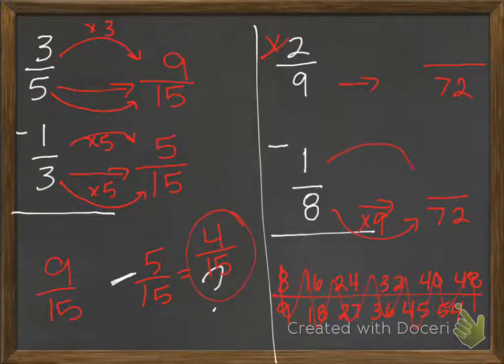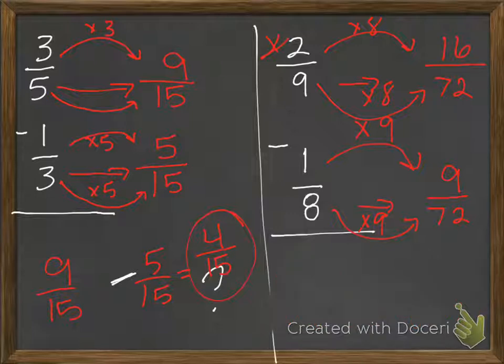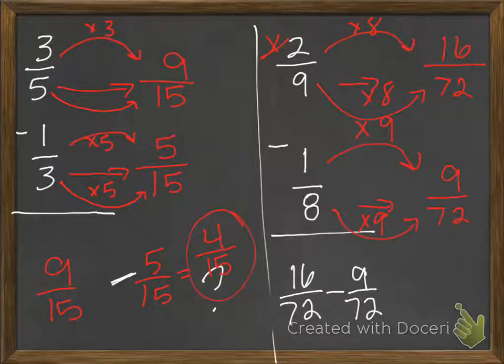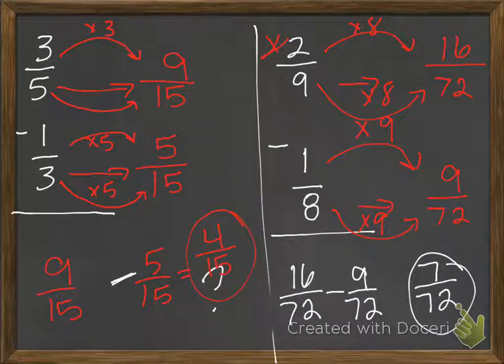8 times 9. So I have to do that to the top. 1 times 9 is 9. 9 times 8 was 72. So we have to do 2 times 8, which is 16. All right, I have common denominators now. So I can do 16 over 72 minus 9 over 72. And I should get 7 over 72. And I cannot reduce that anymore because 7 cannot go into 72 evenly.